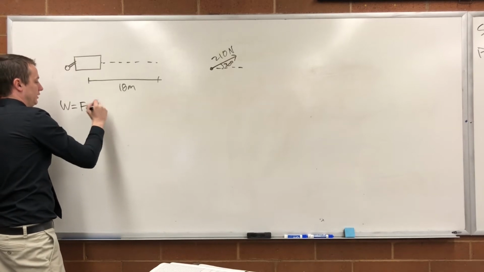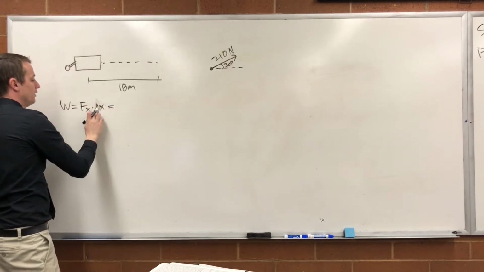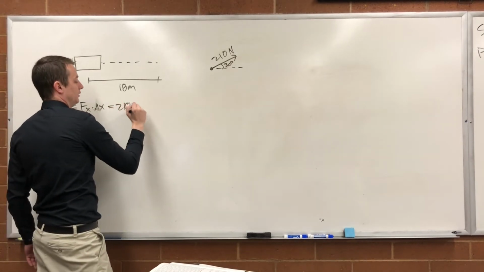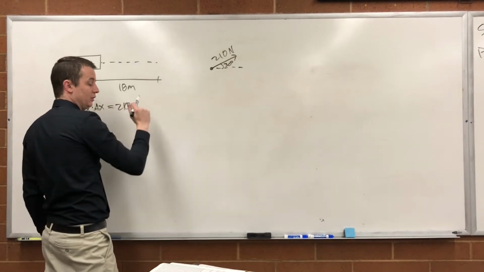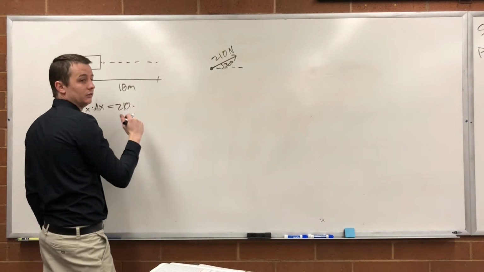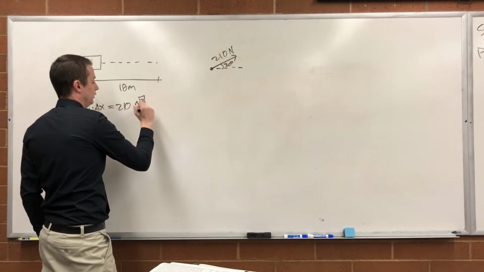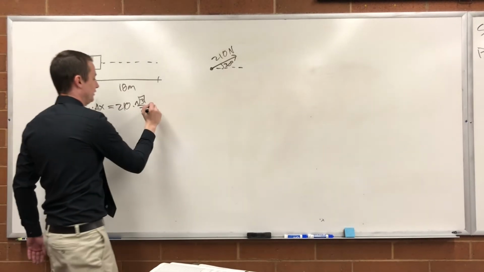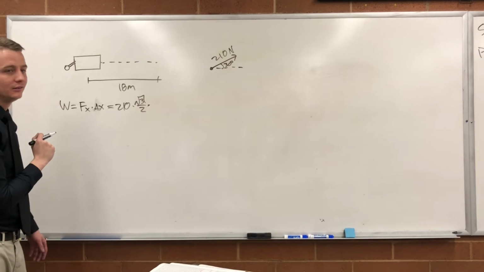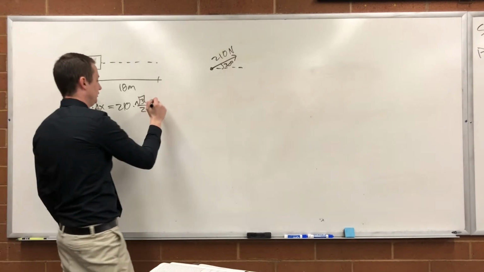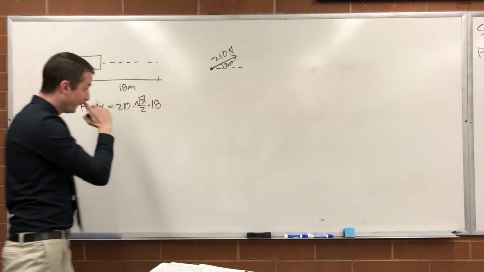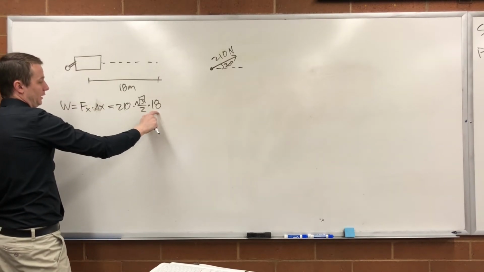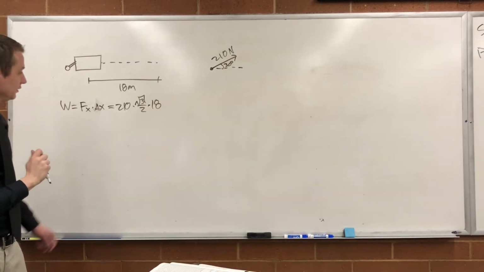That's easy. So it's just the F in the x direction times the displacement, delta x, which is just the cosine. And so that's going to be 210 times the cosine of 30 degrees, which is root 3 over 2, times the 18. So the 2 cancels out with 18, making 9 of those. What's 9 times 210?